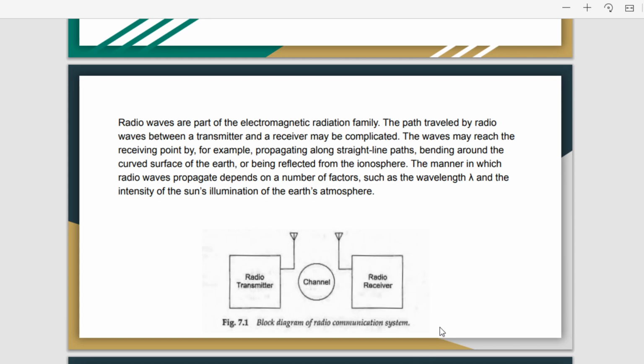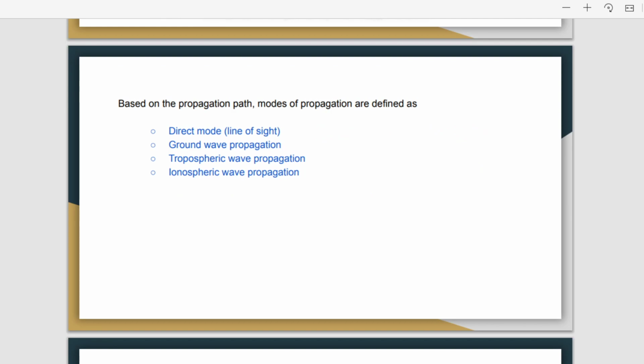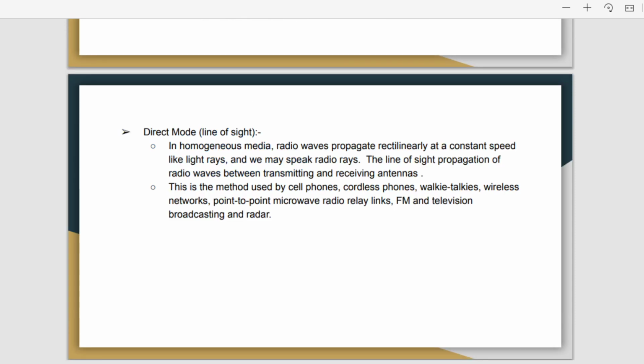This block diagram shows the transmission of the signal from radio transmitter to radio receiver. Based on the propagation path, modes of propagation are defined as direct mode, ground wave propagation, tropospheric wave propagation, and ionospheric wave propagation.